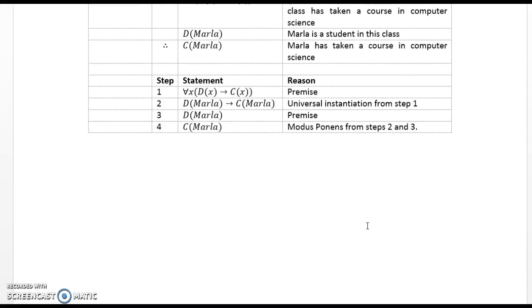Step 1. Statement: for all x, D of x implies C of x. It's a premise. 2. D of Marla implies C of Marla. Universal instantiation from step 1. 3. D of Marla. Premise. 4. C of Marla. Modus ponens from steps 2 and 3.